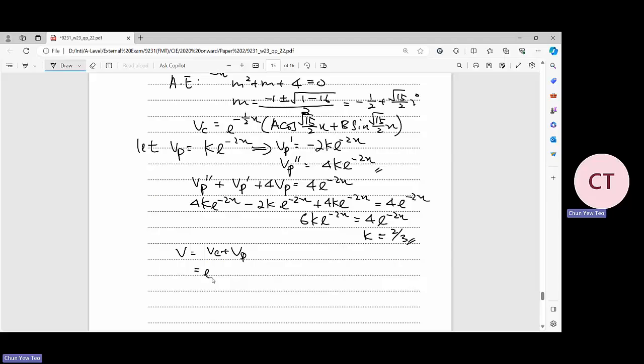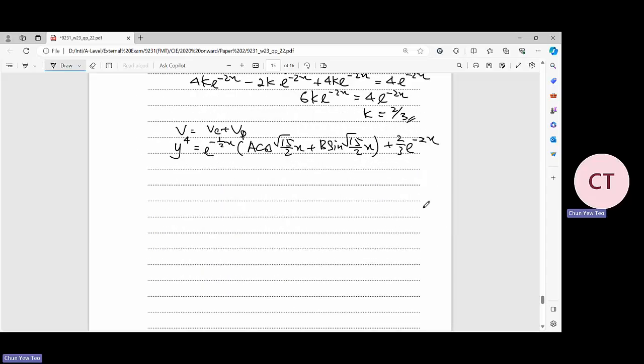So your v will be equal to the vc plus the vp. That will be equal to e^(-x/2) times a cos(√15/2 x) plus b sin(√15/2 x), plus 2/3 e^(-2x). Okay, this will be your general solution. And this one is in terms of y to the power of 4. Changing the v to y^4, you get these equations.